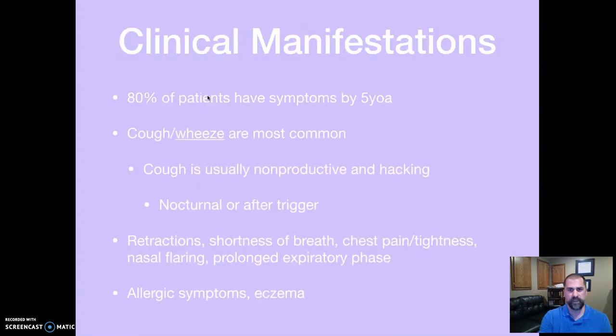As far as clinical manifestations go, 80% of the patients will have symptoms by 5. Cough and wheeze are the most common. Usually the cough is non-productive and hacking. And then you'll obviously see signs of respiratory distress, which can be retractions, shortness of breath, nasal flaring, chest pain, chest tightness, prolonged expiratory phase. And then you may see other signs like eczema, allergic symptoms, that kind of thing. So remember, those symptoms are all kind of non-specific, but what will make asthma stand out the most from these other illnesses is how it responds to albuterol.